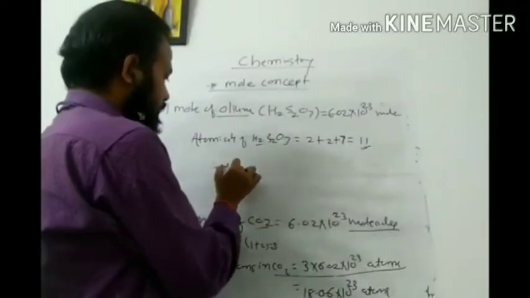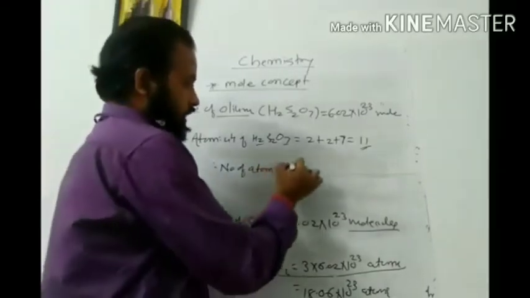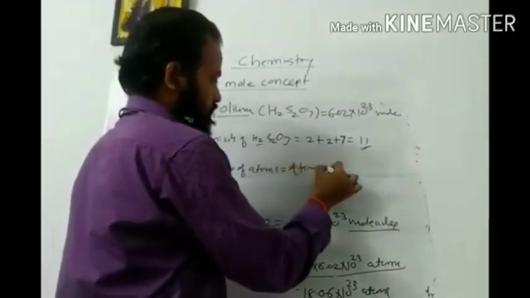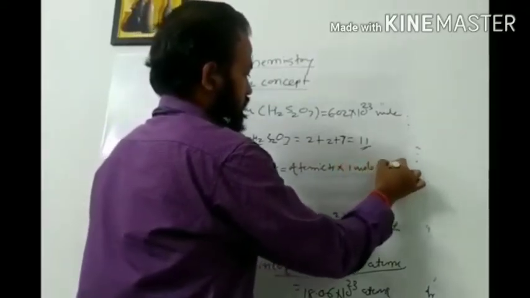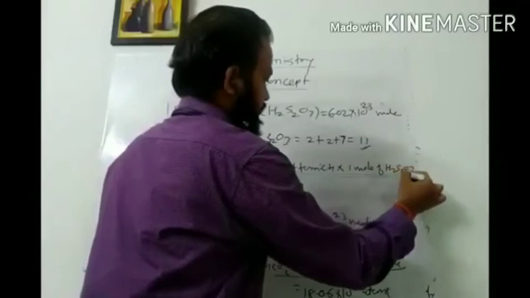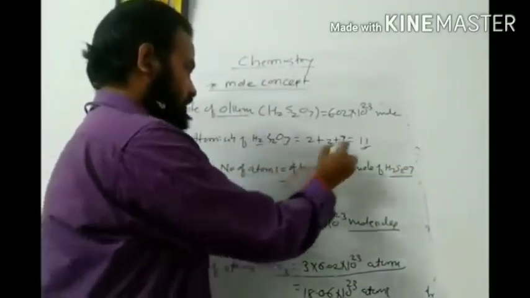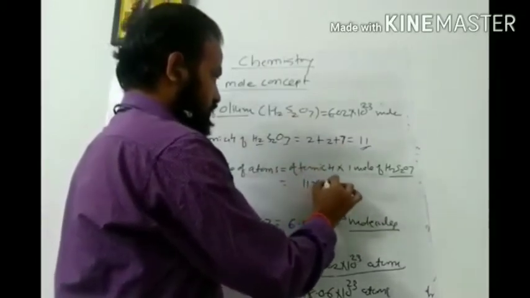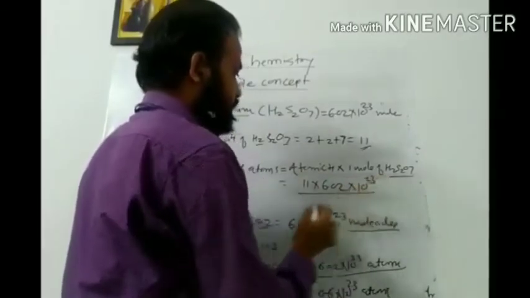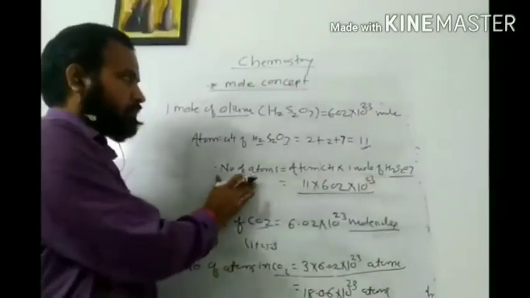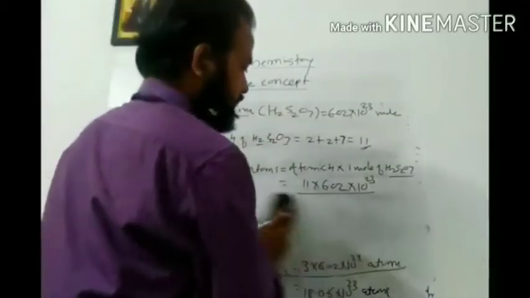Therefore, the number of atoms is equal to atomicity into 1 mole of the particular substance, here in this case H2S2O7. So this is the general formula I am discussing. The atomicity is found to be 11, so 11 into 6.02 into 10 raised to 23. This gives me the number of atoms present in oleum. Okay, so we can easily calculate it, simply multiply it by 11.